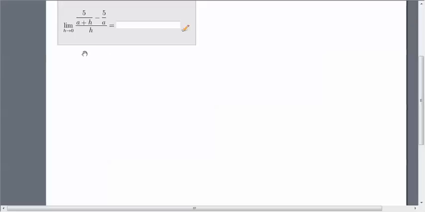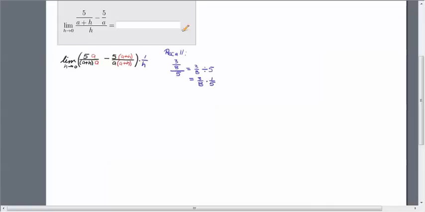Hello, calculus students. In this problem, we're going to evaluate this limit as h goes to 0. Here we're actually computing a derivative of 5 over x at the point a. In other words, we're computing the instantaneous rate of change at some given point a. A is a parameter. You treat it just like a number. H is the term that's going to 0.